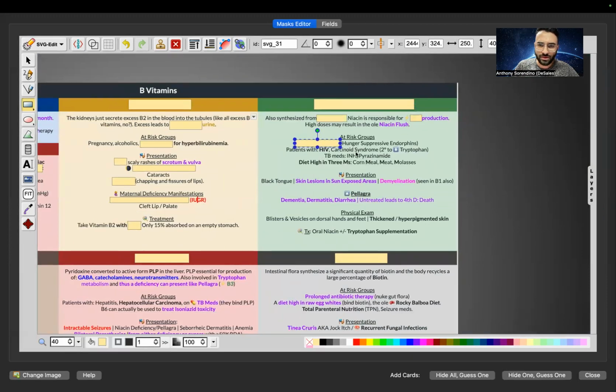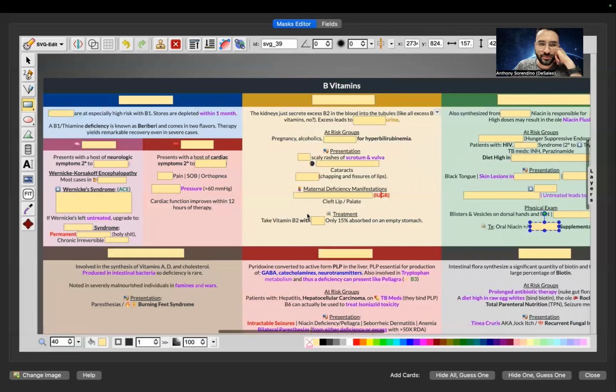Anorexia nervosa. I guess we'll toss in carcinoid syndrome. TB meds live up here. Skin lesions in sun exposed areas. That's pretty interesting. Demyelination here up with B3. This is going to be important. We want to know pellagra lives up here along with its triad. This thickened, hyperpigmented skin. And then the fact that we give tryptophan for this for B3.